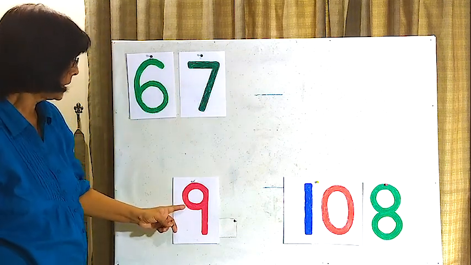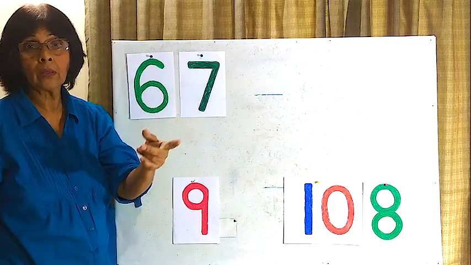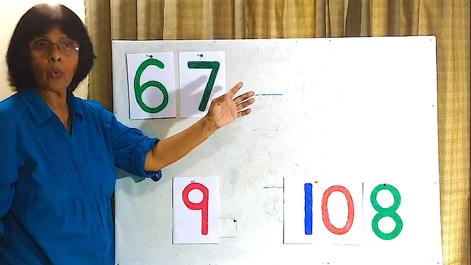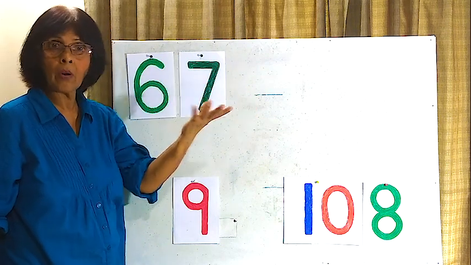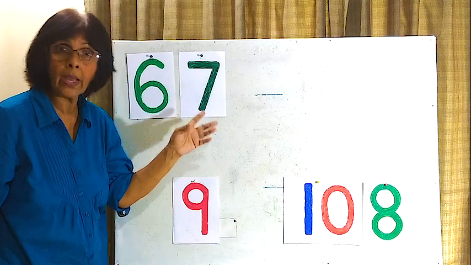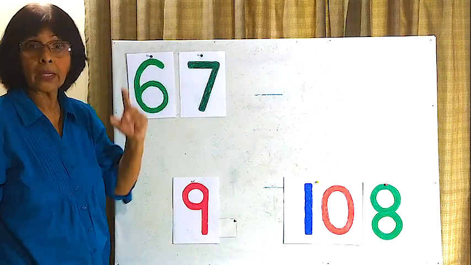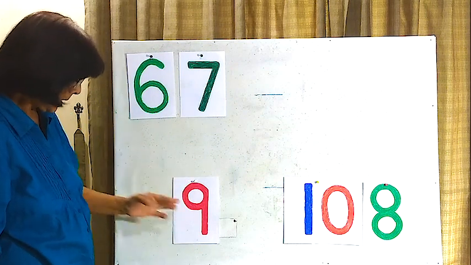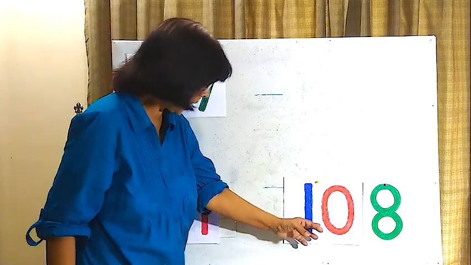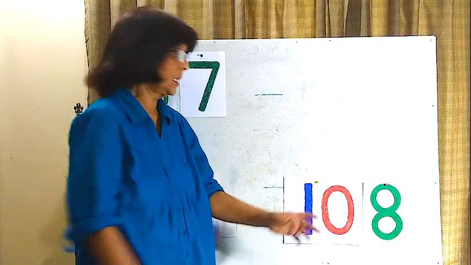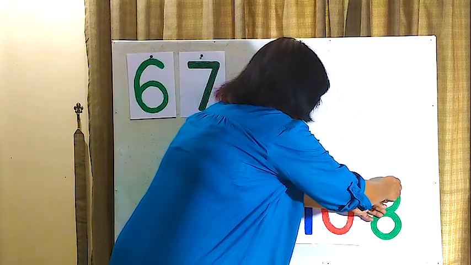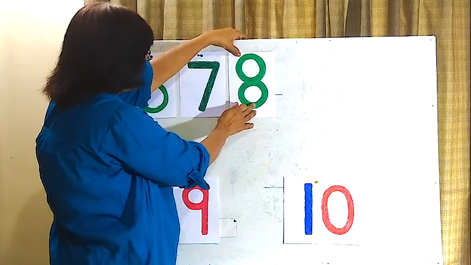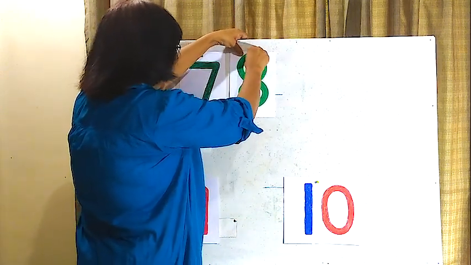Is it 9? 6, 7, 9? Is it correct? No. 6, 7, 10? No, wrong. 6, 7, 8. What is the number after 7? 8. Where's number 8? Here 9, here 10, here 8. Yes, we'll take this 8 and place it here. After 7, number 8.